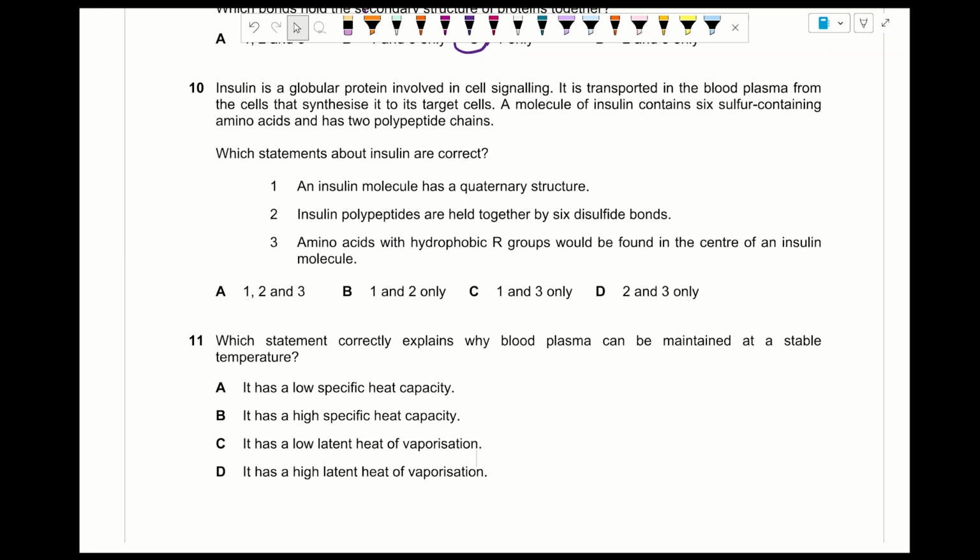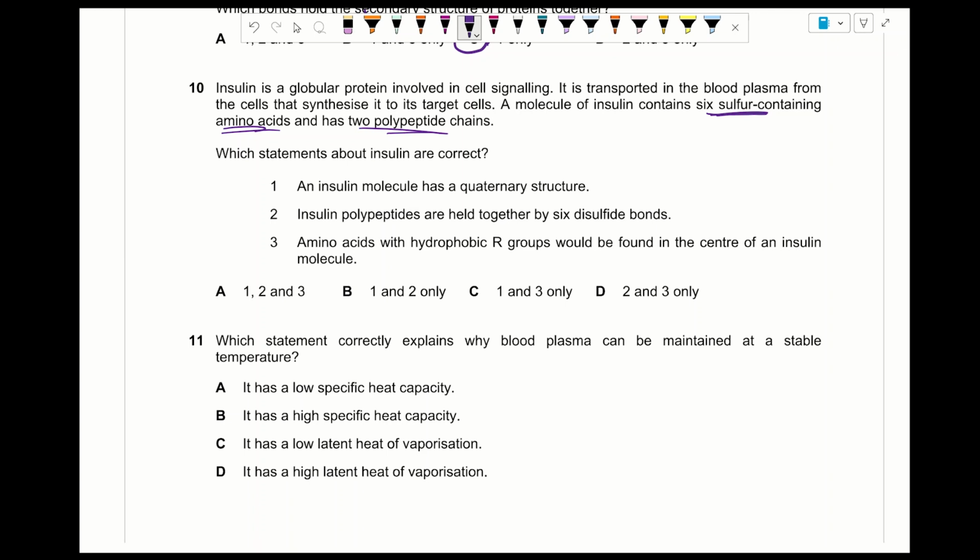Question number 10. Insulin is a globular protein involved in cell signaling. It is transported in the blood plasma from the cells that synthesize it to its target cells. A molecule of insulin contains 6 sulfur-containing amino acids and has 2 polypeptide chains. Which statements about insulin are correct? So let's see the suggestions that we have here.